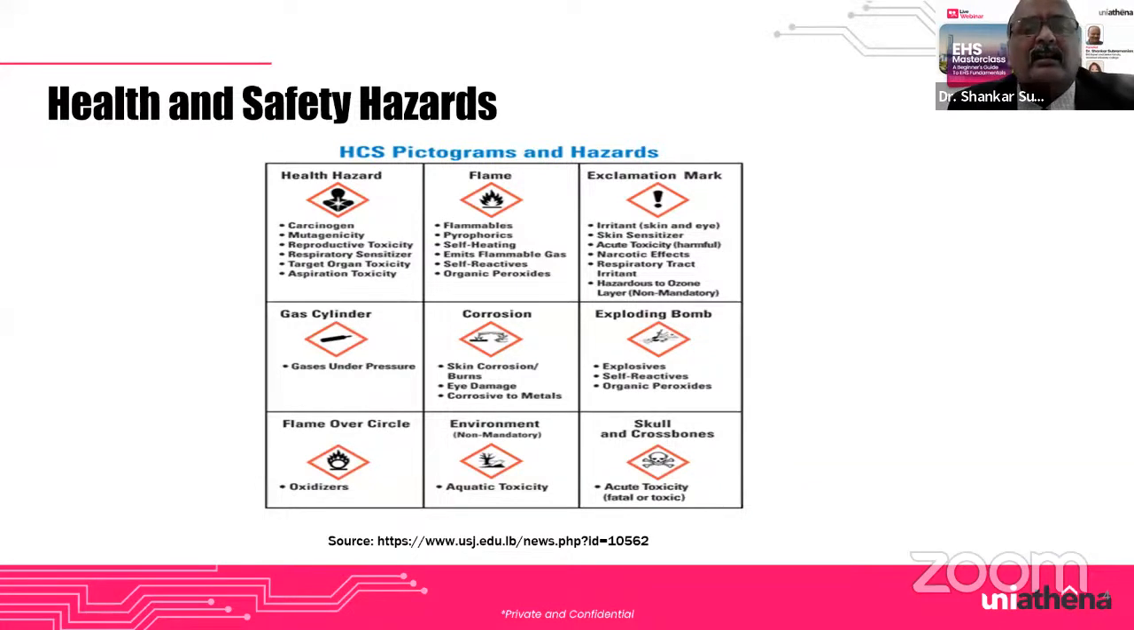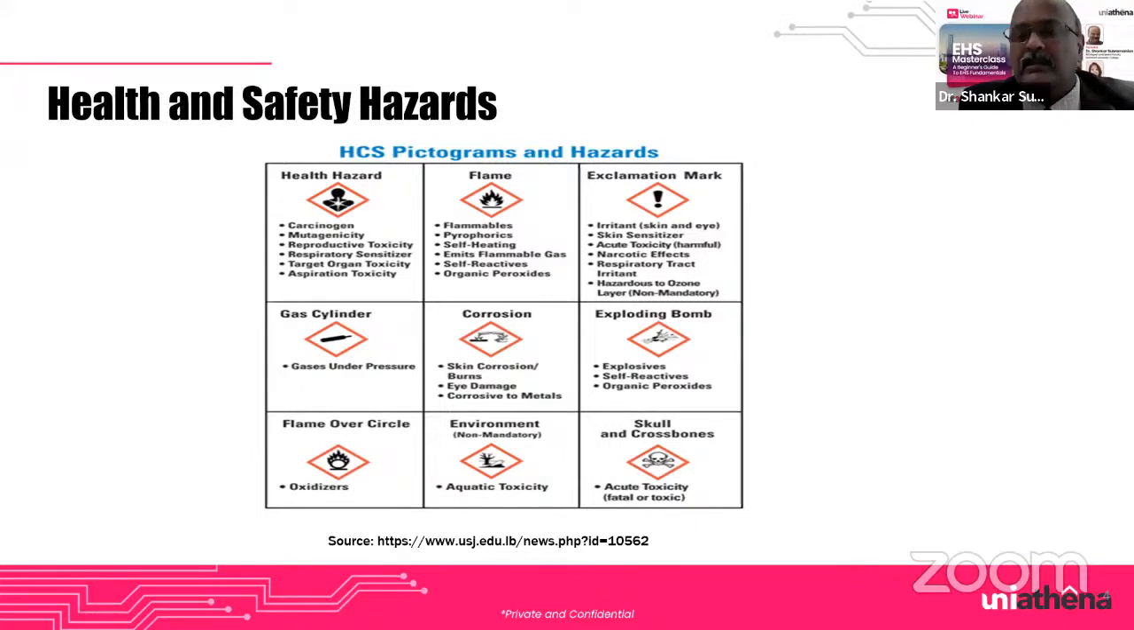Okay, a health hazard could be a flame, could be an exclamation mark. A gas cylinder is shown this way. A corrosion, explosive bomb, flame over circle, environment, skull and crossbones indicating danger, acute toxicity. So all are different hazards we have in different places. So depending on the workplace, you need to understand what can happen.